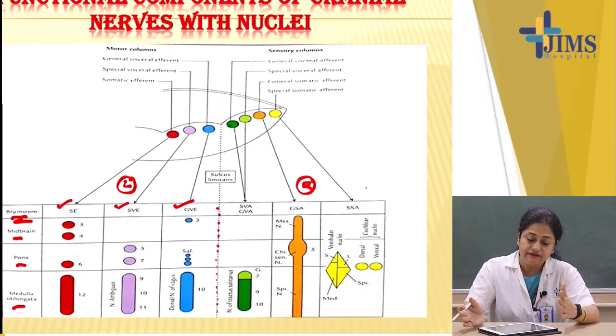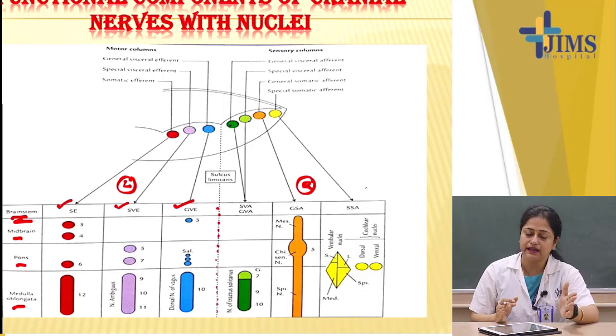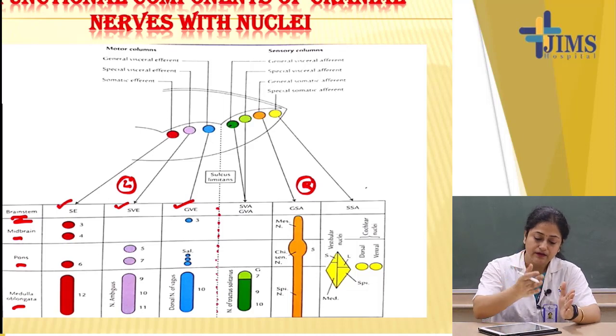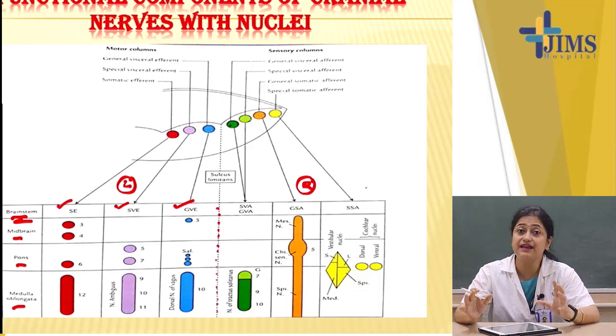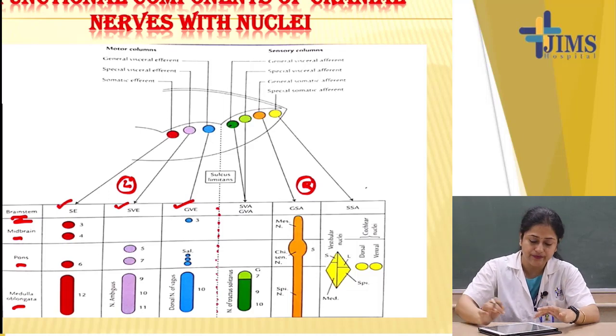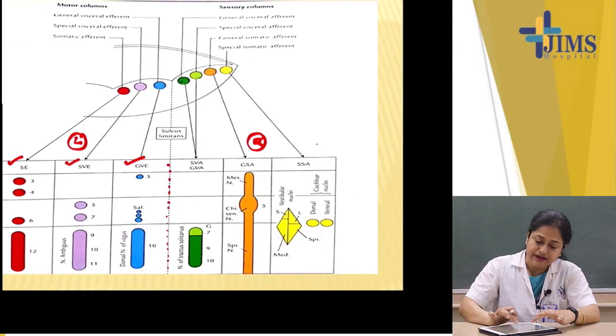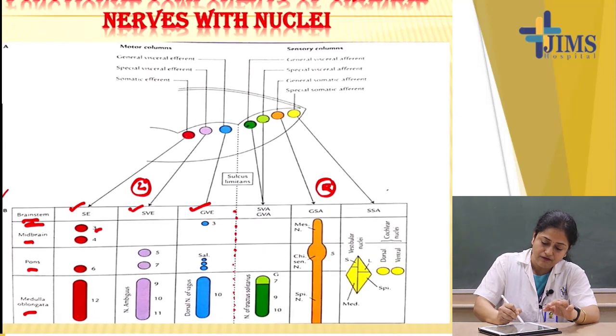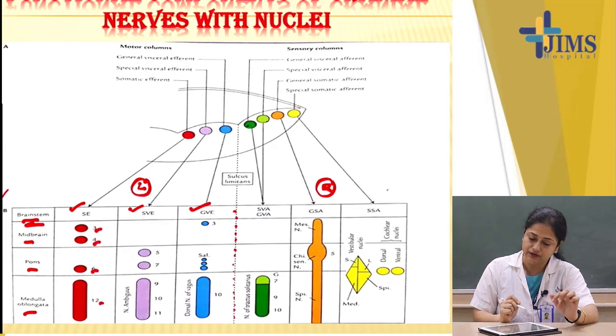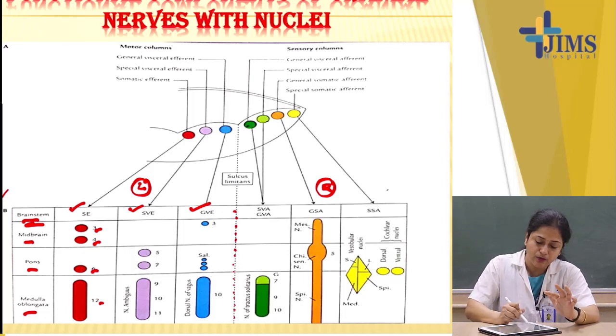Now, what did we say? If we start with the somatic efferent, in the first column in red, you can see the somatic efferent, the deep origin. So the nerves that have somatic efferent fibers, we said were 3rd, 4th, 6th and 12th. So from this picture, how will you know where the nucleus is? So you can see 3, 4, 6, 12. Okay. So third nerve nucleus or oculomotor nerve nucleus is located where?